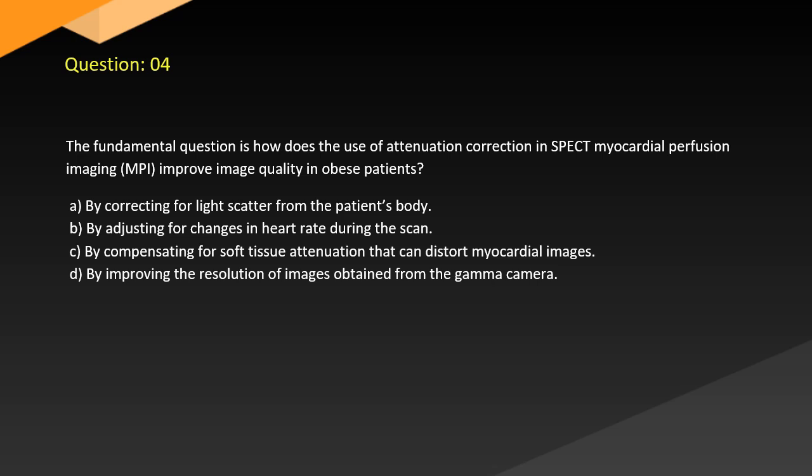Question 4. A fundamental question is, how does the use of attenuation correction in SPECT myocardial perfusion imaging (MPI) improve image quality in obese patients? A. By correcting for light scatter from the patient's body. B. By adjusting for changes in heart rate during the scan. C. By compensating for soft tissue attenuation that can distort myocardial images. D. By improving the resolution of images obtained from the gamma camera.